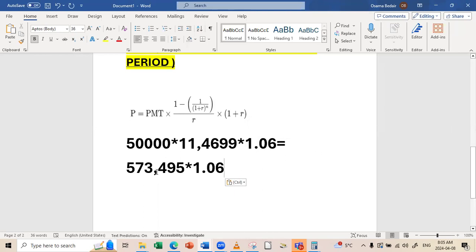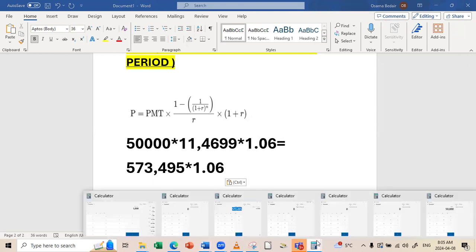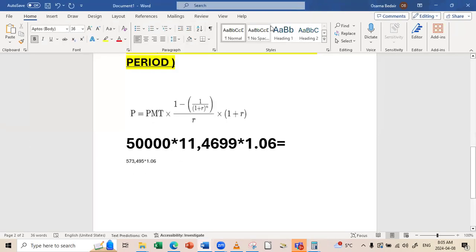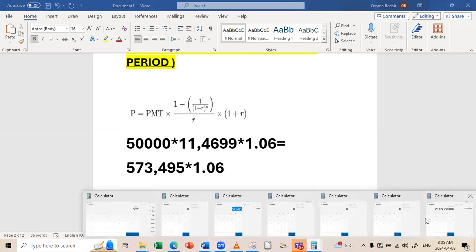So this amount will be 573,495, multiplied by, let's see, multiplied by what? Multiplied by the amount here, 1.06. Here it is.